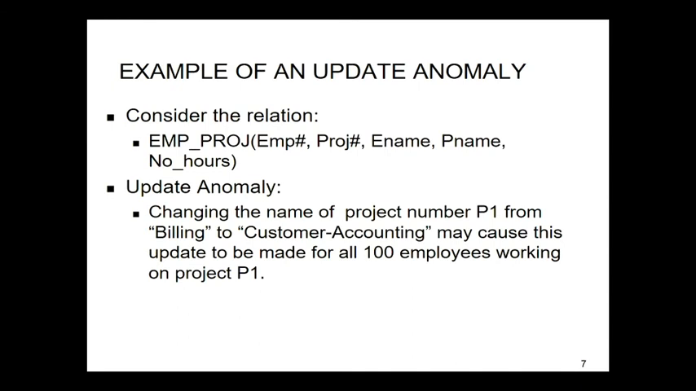Okay, so consider the relation where we have the employee project. So we have employee number, project number, right? The employee name and the project name and the number of hours. So change the name of the project P1 from billing to customer accounting, because this update has to be made for all of the 100 employees working on the project.